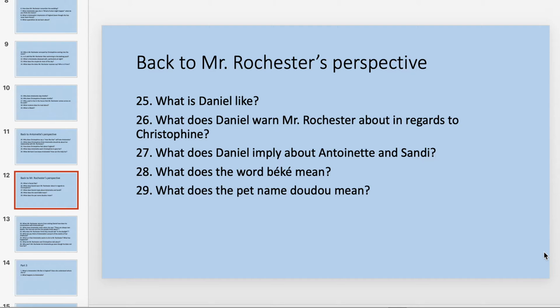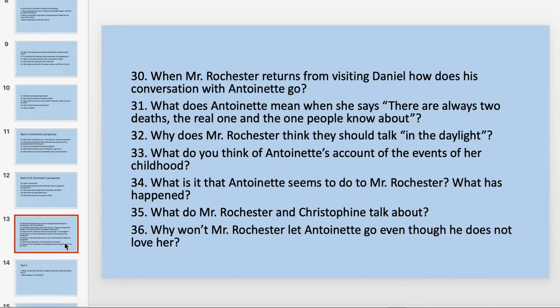Going on to 29, what does the pet name Dodo mean? So this is what Christophine calls Antoinette, and this is complimentary. This is a word kind of like darling or dear one. It's a pet name, so it's an affectionate term that she has for Antoinette that we'll see Mr. Rochester use later on to refer to how Christophine talks to her, as we see him using other names that Antoinette doesn't like.